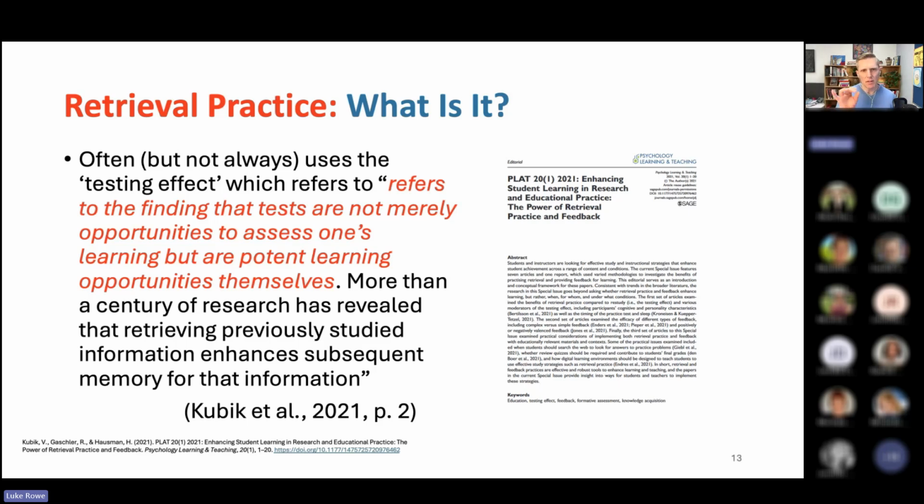So this idea of retrieval practice is often spoken about as the testing effect. And that refers to the finding that tests are not merely opportunities to assess one's learning, but are potent learning opportunities themselves. And so there's a great deal of research to attest to that, and I recommend that paper by Kubik on this. Now, it's about this point where I often get asked the question, is retrieval practice just about doing multiple choice questions or short quizzes? And the answer is absolutely not.